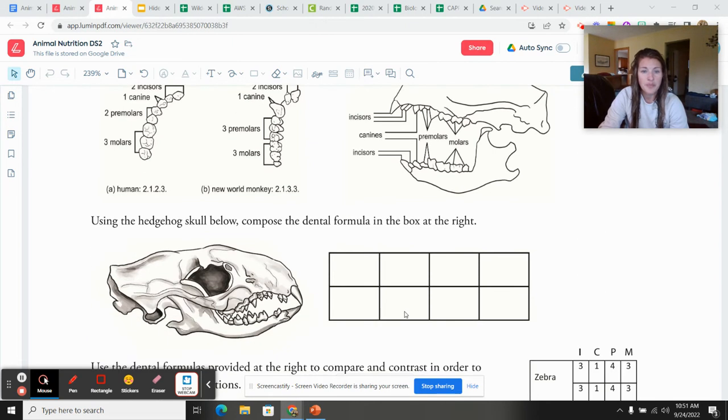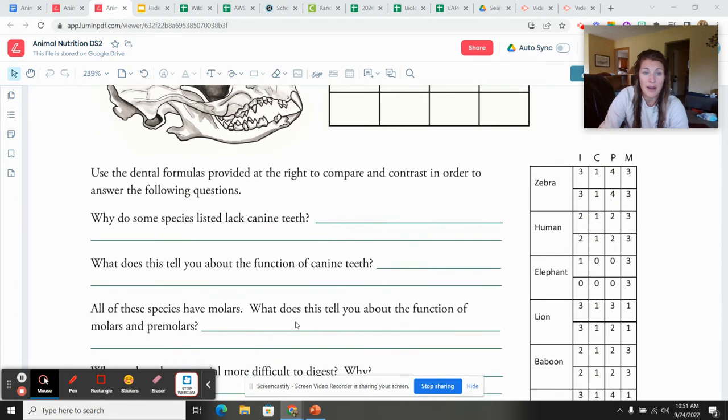So, for example, here is a skull from a hedgehog. You should have deduced from the digestive tract that hedgehogs are actually carnivores. They eat only insects. So, they have 1 incisor in the front. They actually have 2 canines right here. And then they have some premolars and then their molars in the back.